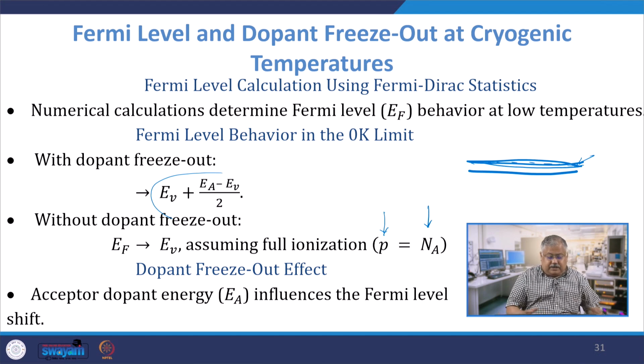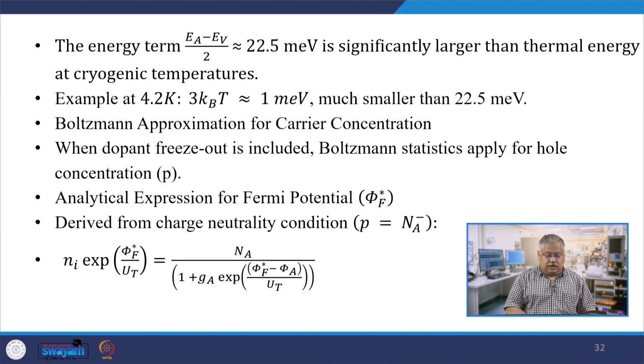So this is known as the dopant freeze out effect, and that happens at a very low temperature. The acceptor dopant energy influences the Fermi level shift to a larger extent, and this is a known fact overall. Now if you do a rough calculation for a standard semiconductor, it is found that EA minus EV by 2, let me show you how it works out.